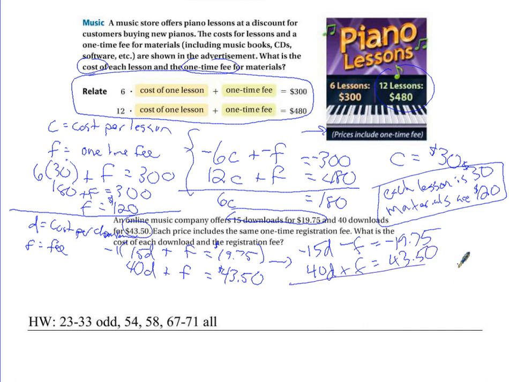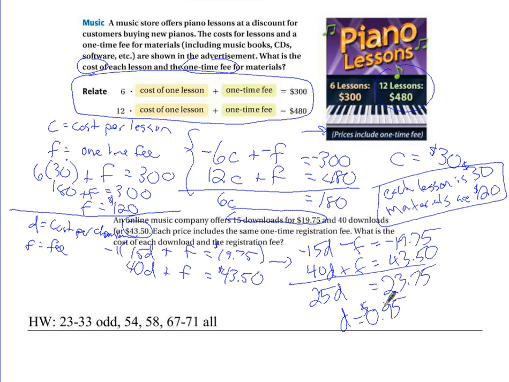Now we have opposites, so we can add. What do we get? 25d equals 23.75. And then we divide both sides by 25, and we get d equals 0.95, which is 95 cents.